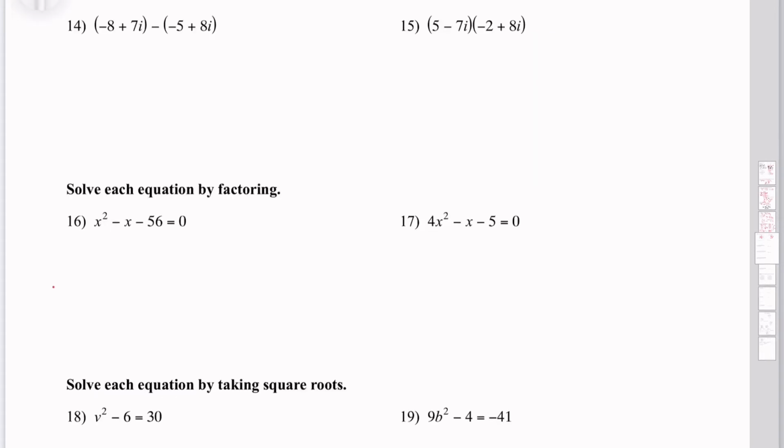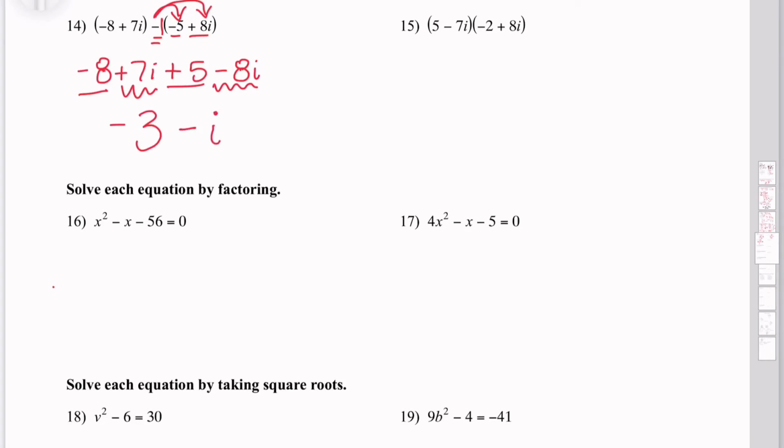Question 14, we should definitely distribute that negative between the parentheses into each term. So we're going to leave the first parentheses as is and take care of that negative 1. So negative 1 times negative 5 is positive 5, and negative 1 times positive 8i is negative 8i. From here, we want to add like terms. Negative 8 plus 5 is negative 3. Positive 7i plus a negative 8i gives us negative i.